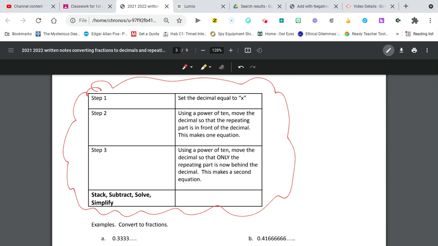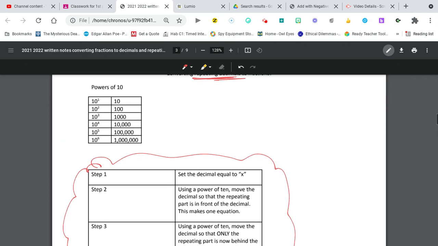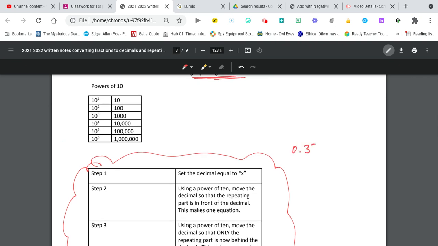Step 1, you're going to set the decimal equal to x. Because again, we're changing repeating decimals to fractions. You're going to take that repeating decimal and set it equal to x. So suppose you had something like this. That's repeating. You would just set it equal to x. That would be the first thing you would do.